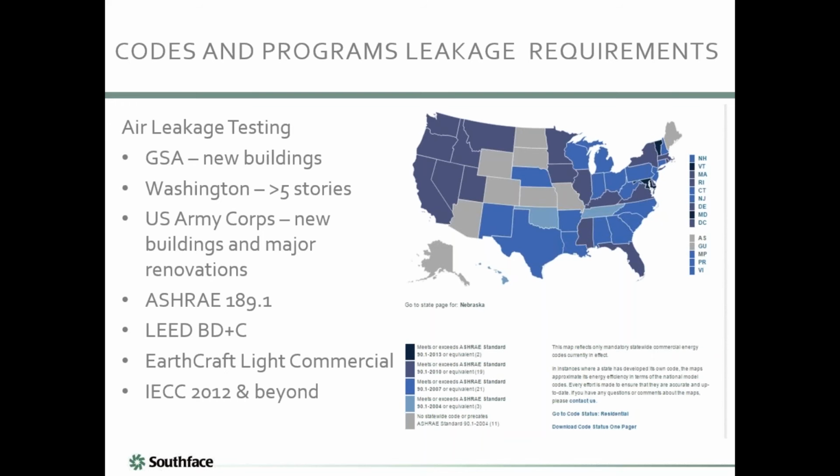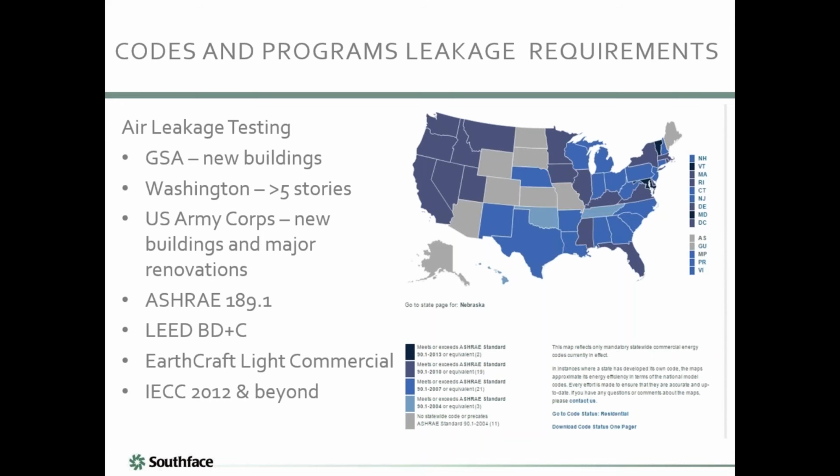Okay, so there are several either codes or programs or specifications that involve commercial blower door testing, but it's still kind of in its infancy to some extent. Leading the way is the U.S. Army Corps and the GSA, General Services Administration, government buildings, federal government buildings that are actually being written in with a pretty good performance specification in terms of how tight they need to be. And a lot of credit goes to that. Washington State has apparently adopted this for larger buildings.